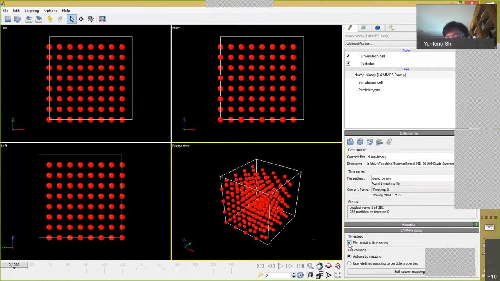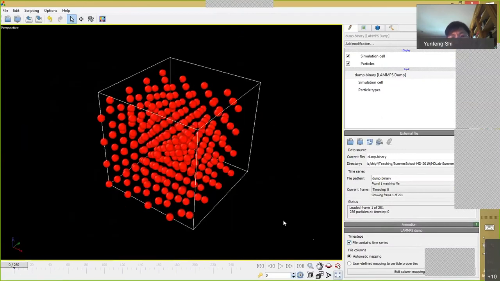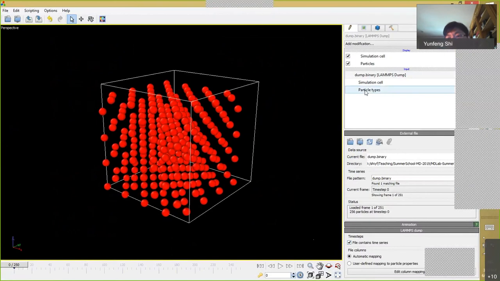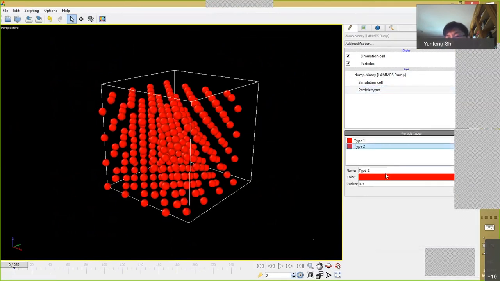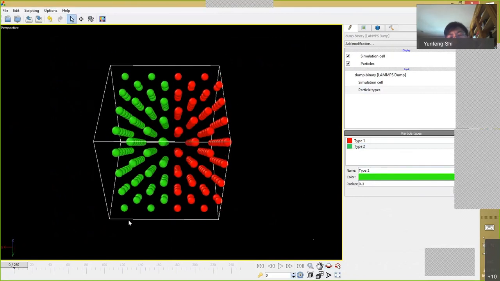So now you can click again, file contains time series. Now, this is actually a binary, but for some reason, my Ovito always remembers the same color, so I'm gonna change it to green. Okay, so this is a starting point, right? I have two types of atoms, and I actually set attractions between the dissimilar atoms and repulsion between similar atoms. So essentially, the red and green like to bind with each other. Red does not like red. Green does not like green, but they like to bind each other. Okay. So now let's see what's going to happen.